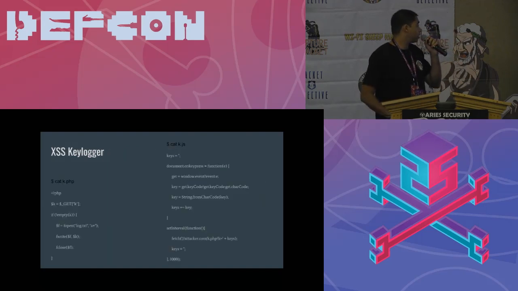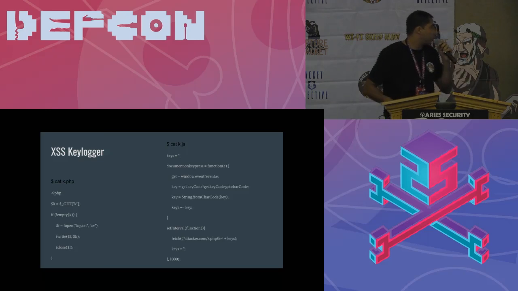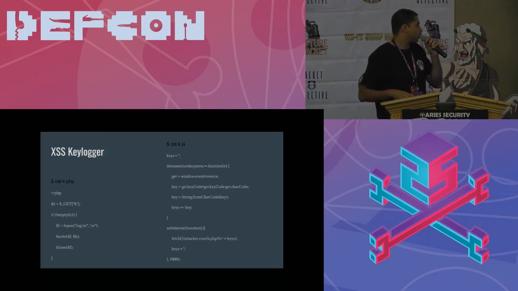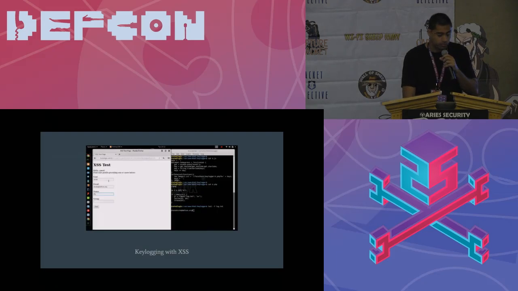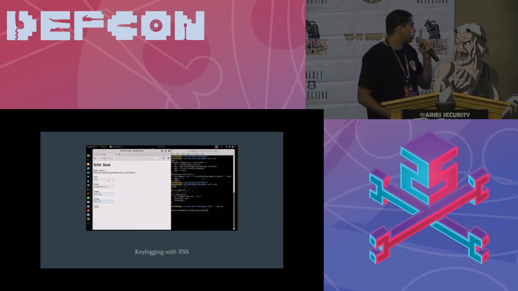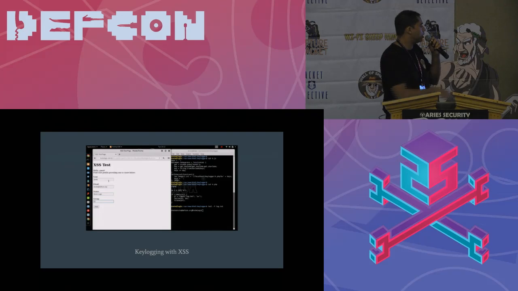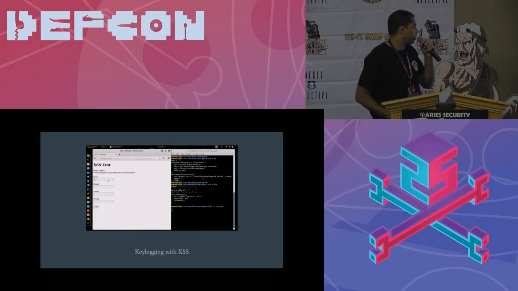Here is the code of the keylogger. We have two files. The PHP one is for logging. It opens a file and writes on it. And the JS one is the one that takes what the victim presses, the keys, and sends them to the PHP file. Here is a GIF showing this in action. I'm typing on this side, and on the other side, the file is being updated.